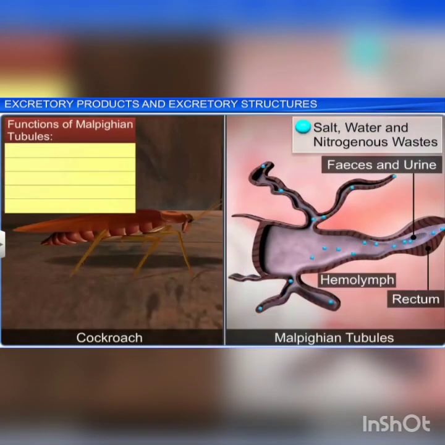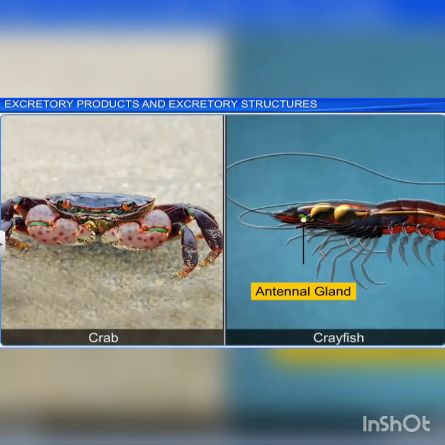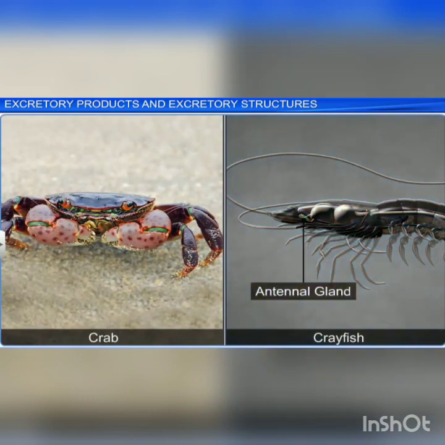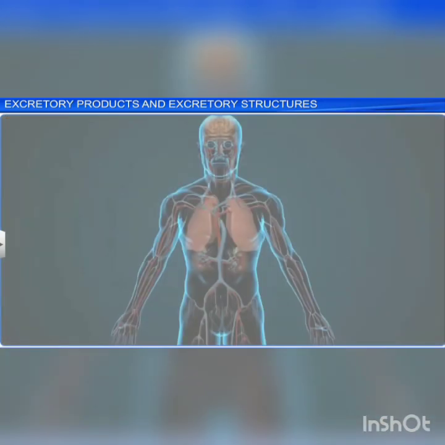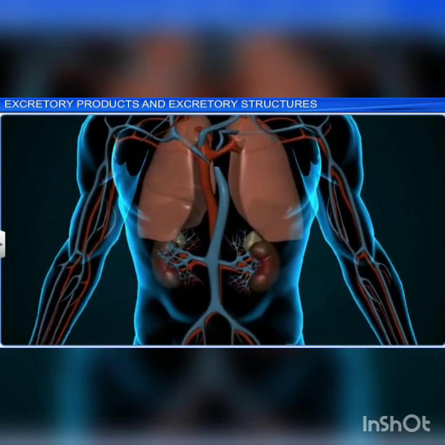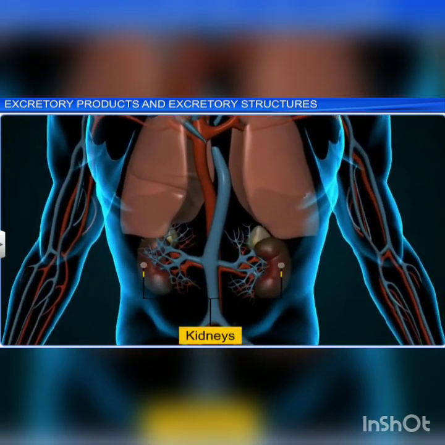Malpighian tubules are excretory structures found in arthropods such as insects and arachnids. These tubules, along with removing nitrogenous wastes, perform the function of osmoregulation. The antennal gland or green gland is the excretory structure in crustaceans such as the crab and crayfish. This gland performs the function of excretion and osmoregulation. The kidneys perform the main function of excretion in highly evolved mammals such as man.